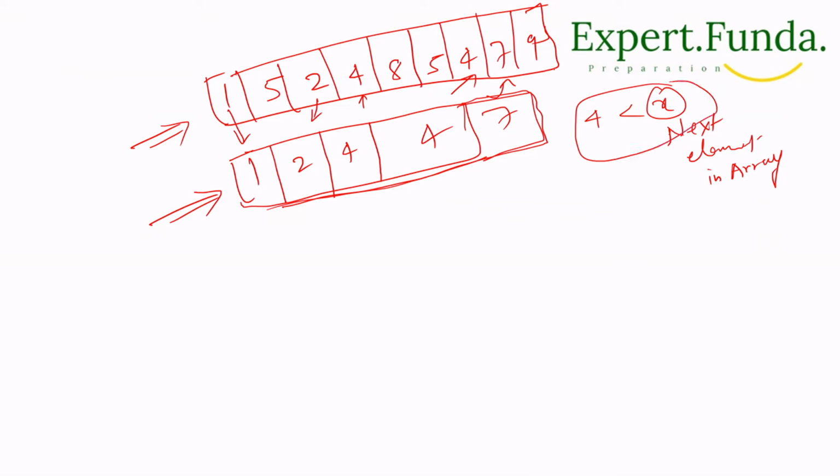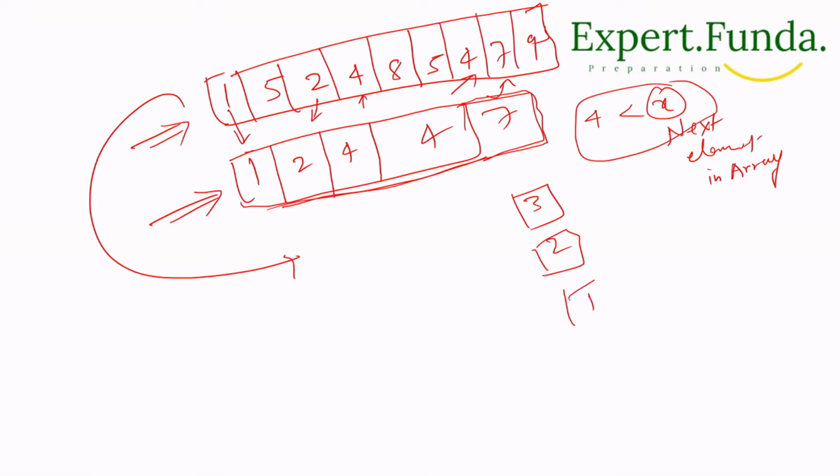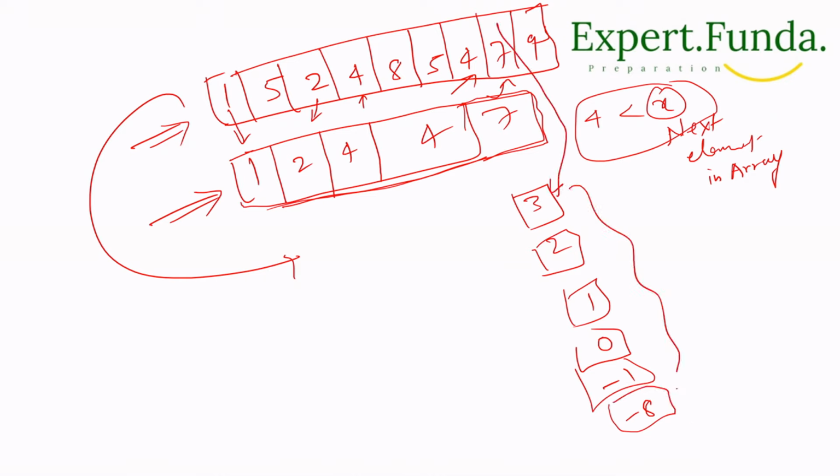We will not take it if, at this position, we have 3, or 2, or 1, or any other smaller number like 0, -1, -8. If this position has any of this data, we have to skip that part for the new subsequence. So I think you have understood this one.